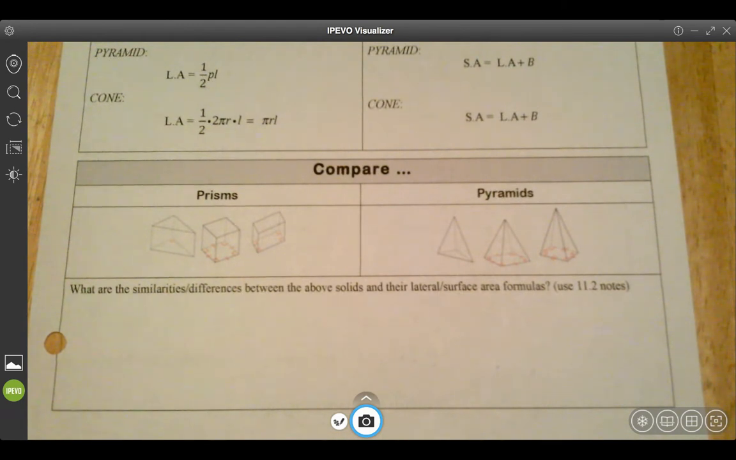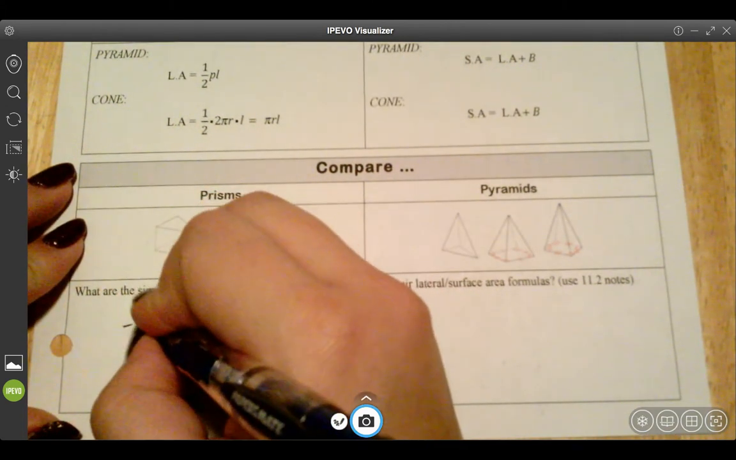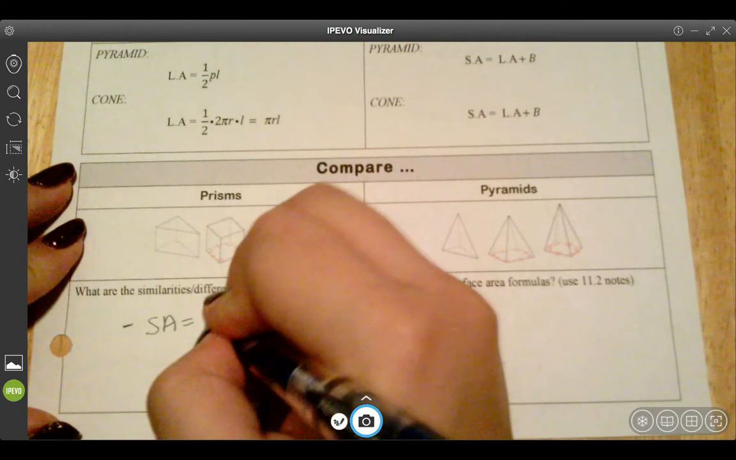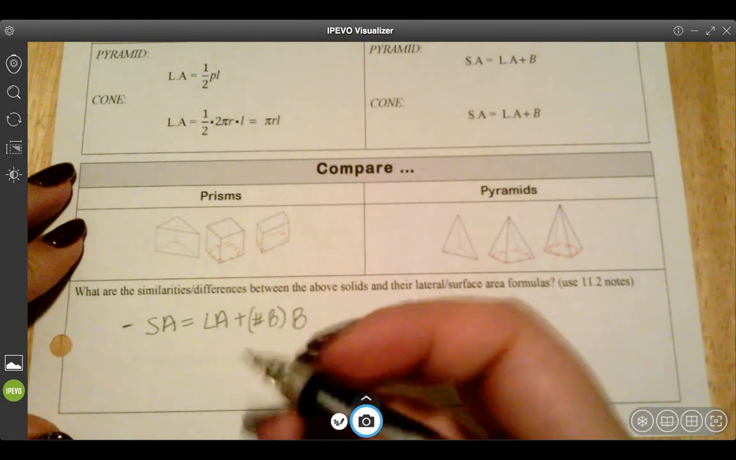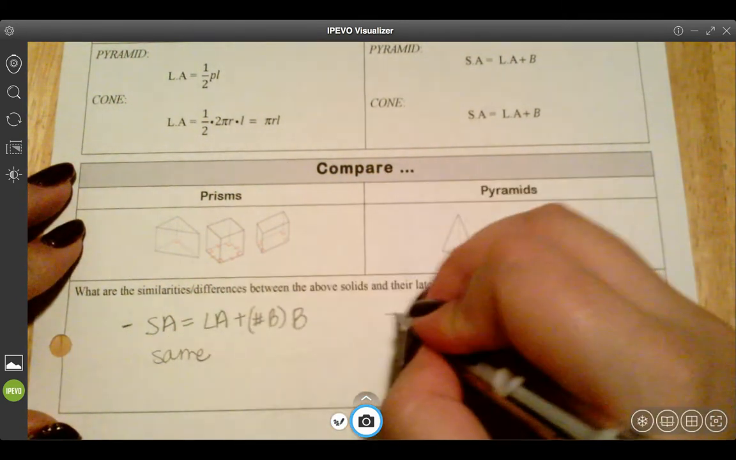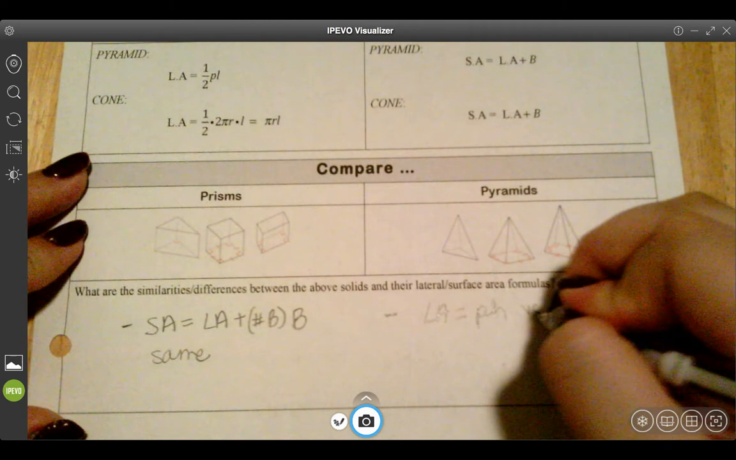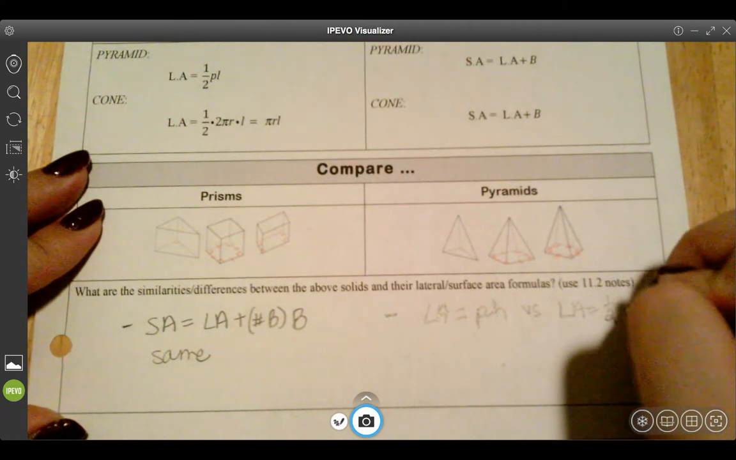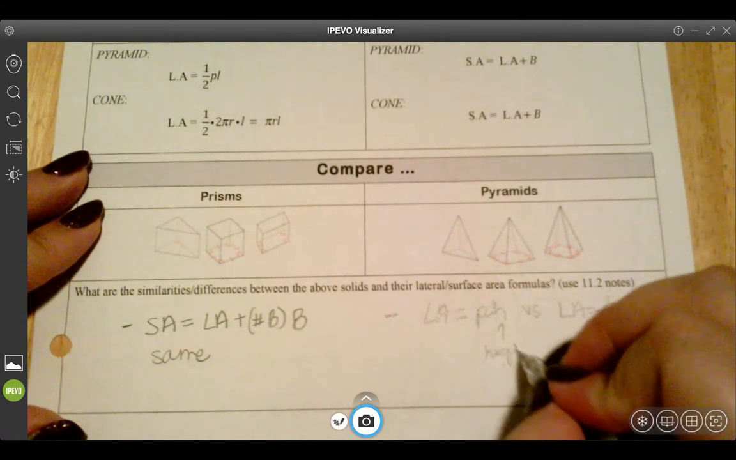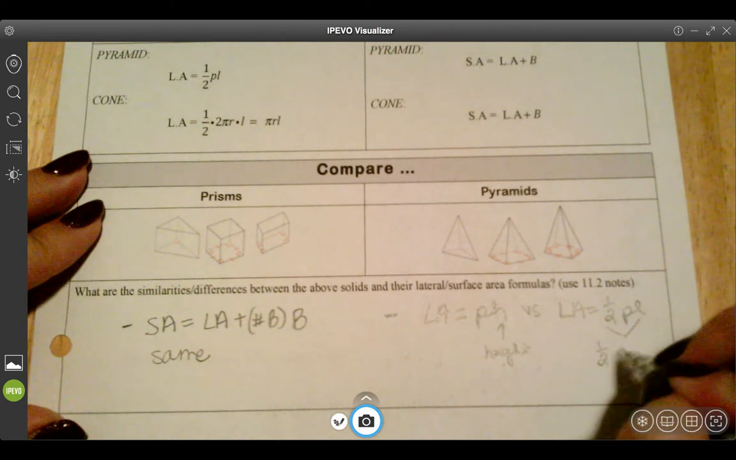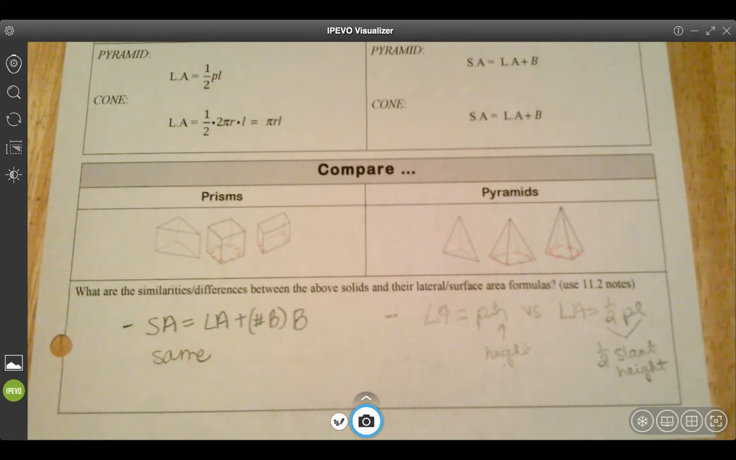Okay, hopefully you've written down your own ideas, but for example, mine might be the surface area equals lateral area plus number of bases times the base area. That's the same. Something that's different, lateral area equals pH versus lateral area equals 1/2 pL. So this is height. This is 1/2 slant height. They both have perimeter, but they use different heights.